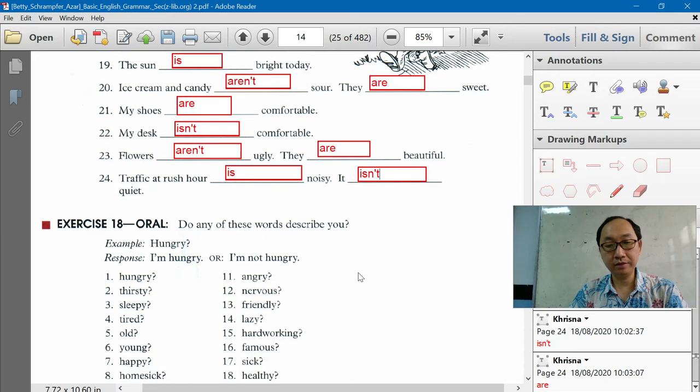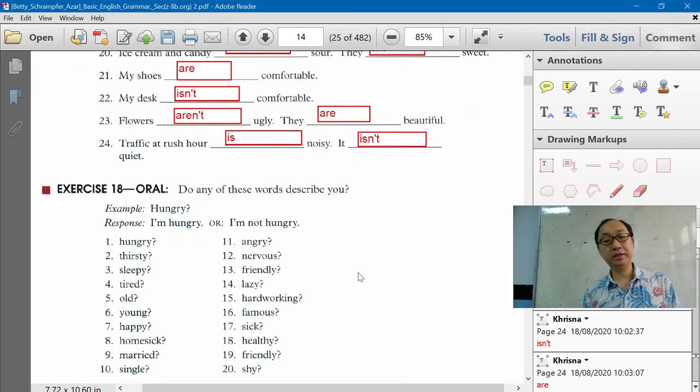And then, are they describing me? Hungry? I'm not hungry. Are you hungry? Am I thirsty? Yeah. Got some water? Yes, I'm thirsty. And then sleepy. Am I sleepy? Yeah, a little bit. Okay, I'll put this over there. Careful. And then, am I tired? A little bit tired. Yes.